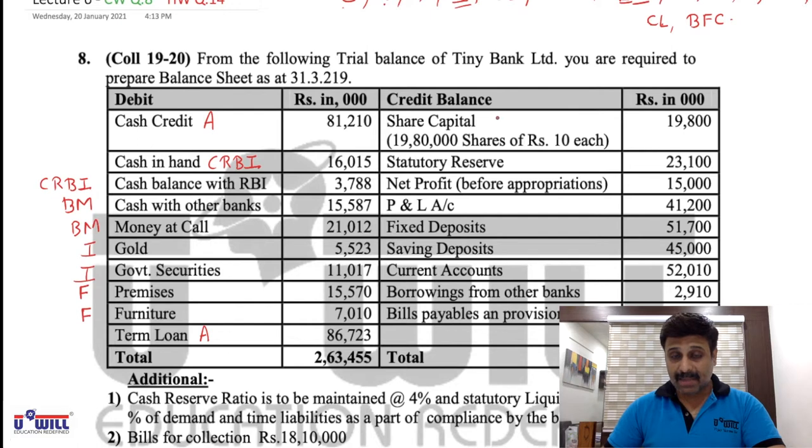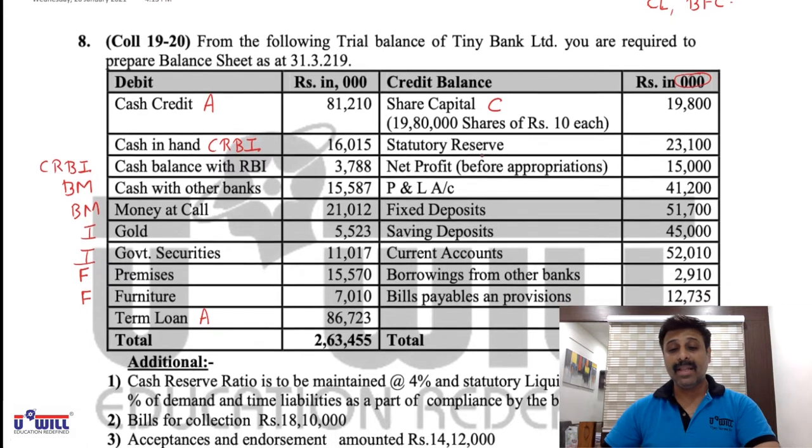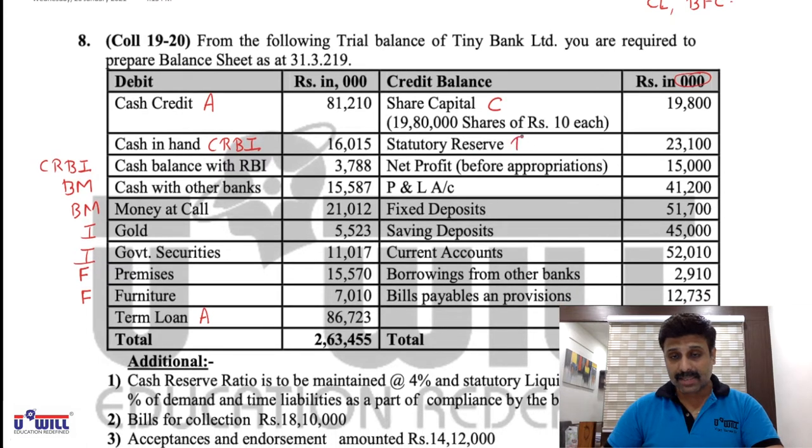Share capital will come in capital, C. 19,80,000 shares of 10 each would be 1,98,00,000, but since rupees are given in thousands, you are given only 19,800 as amount. Statutory reserve, reserves and surplus, R, and put a tick on statutory reserve.